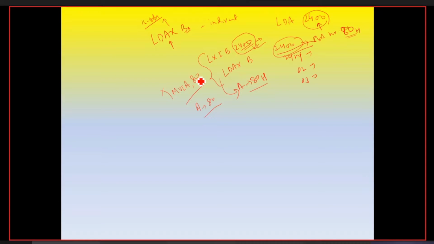So we have LDA with some address, LDAX with register pair. This is the complete instruction. सिर्फ LDA कोई instruction नहीं है. LDA with address, LDAX with register pair. Similarly, we have STA with some address, and STAX with register pair. This is the other instruction.